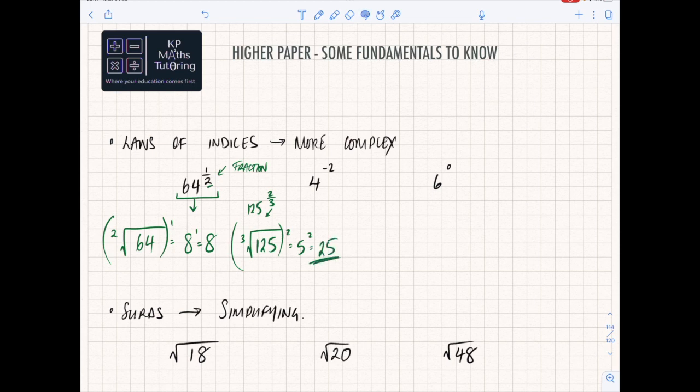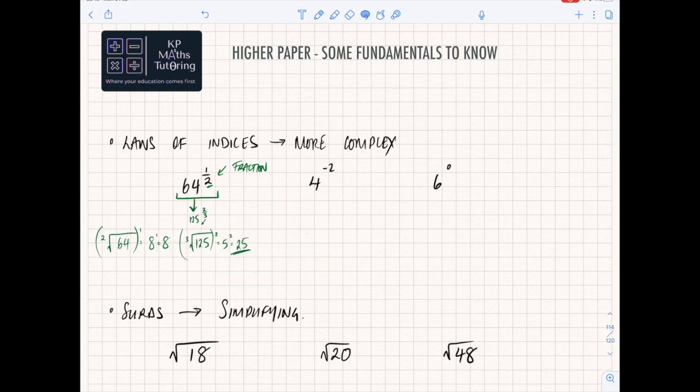Okay, so that's fractional indices. It's worth knowing that, making sure you can get your head around it, making sure you're happy with it.